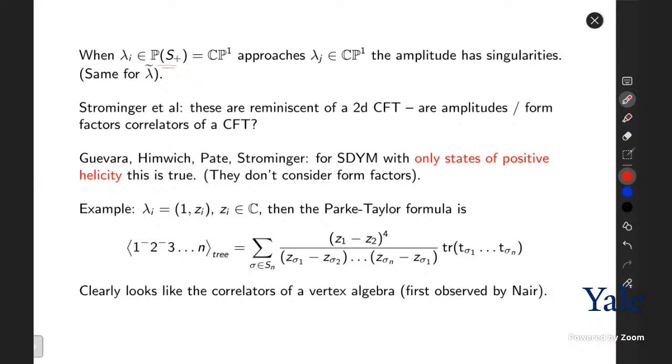So let's do a really simple example. Let's choose coordinates on the CP1. So I write lambda equals (1, zi). And then my ij turns out to be nothing but zi minus zj, because it's the symplectic pairing. And then the Parke-Taylor formula has this really nice expression. It really looks like the correlators of a vertex algebra. This observation was first made by Nair in the late 80s, when this was actually the starting point for many developments in amplitudes, including twistor string theory.